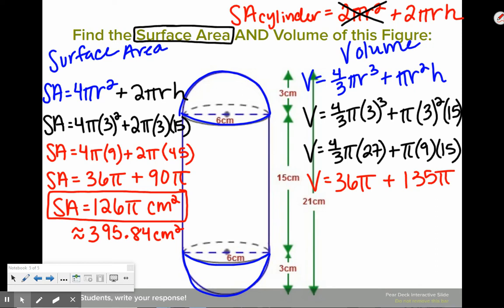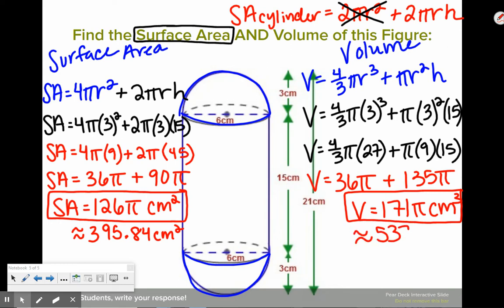Then I'm going to add together 35 and 36 because they both have a pi. So I get 171 pi centimeters cubed because we are dealing with volume. If you wanted to do the approximately 537.21 centimeters cubed.